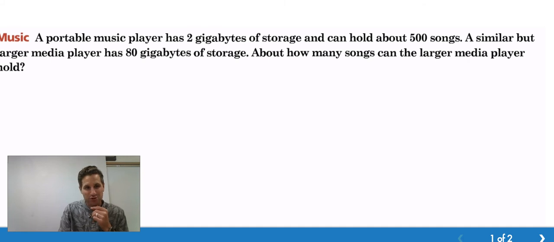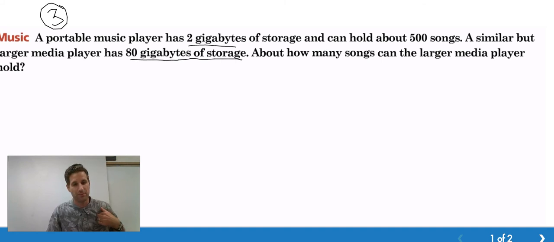Okay, last problem, and this is going to be a word problem. So I believe we're on problem 3. A portable music player has 2 gigabytes of storage and can hold 500 songs. Wow. This must be really nice. Isn't 2 gigs like a super small amount now? A similar but larger media player has 80 gigabytes of storage. How many songs can the larger media player hold?